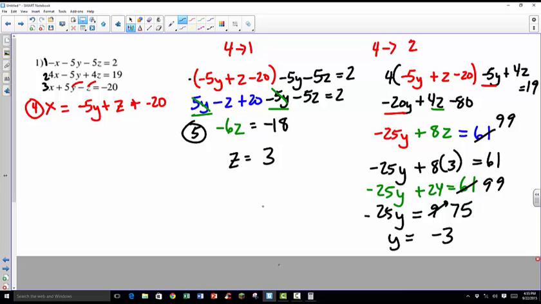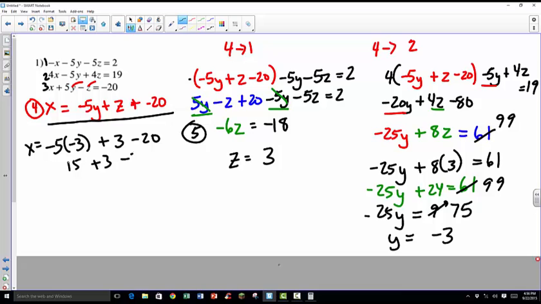Now I can plug all those values in, and it doesn't matter which one you pick, any one of them that has an x, y, and z, and solve for x. I'm just going to pick equation 3. It's already solved in terms of x. So I can put in negative 5 times negative 3 plus z, which was 3, minus 20 and see what x is equal to. That gives me 15 plus 3 minus 20. So it gives me negative 2.